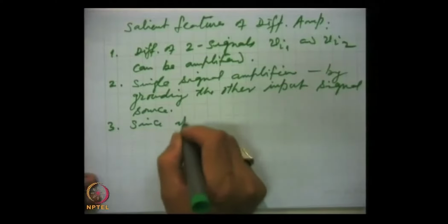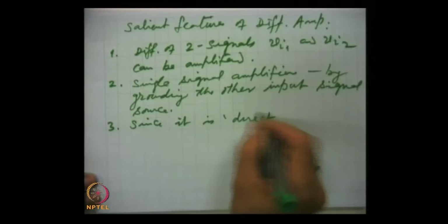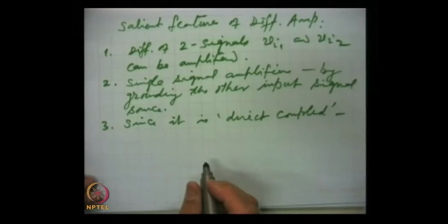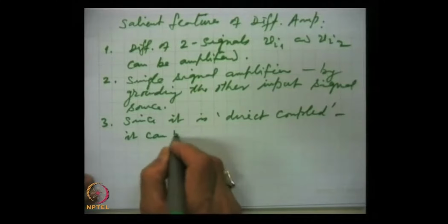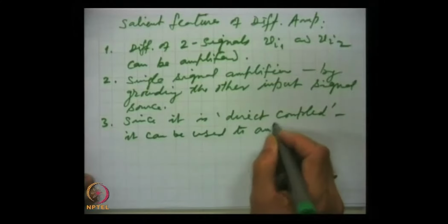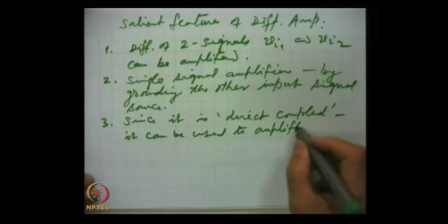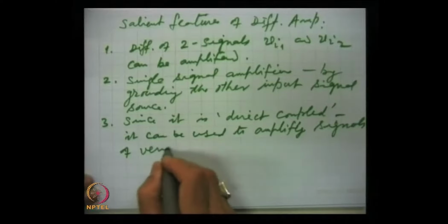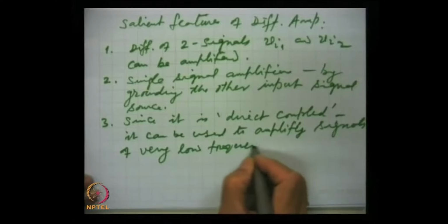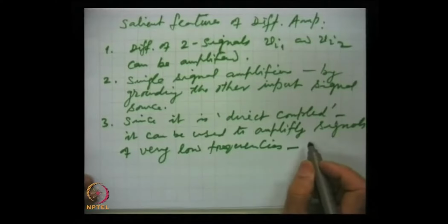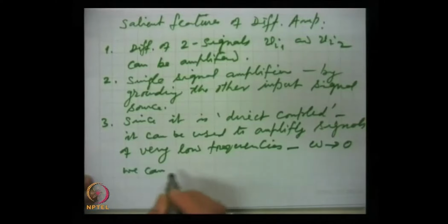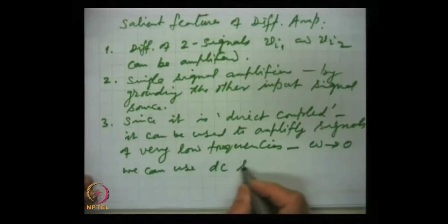since it is direct coupled, it can be used to amplify signals of very low frequencies, including 0 frequency, and when omega is 0, we can use DC signals also.